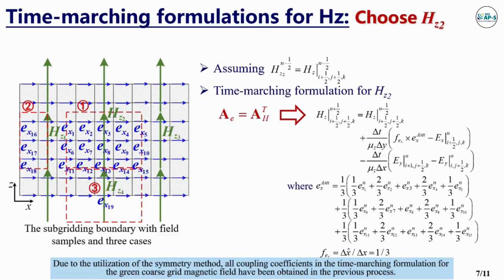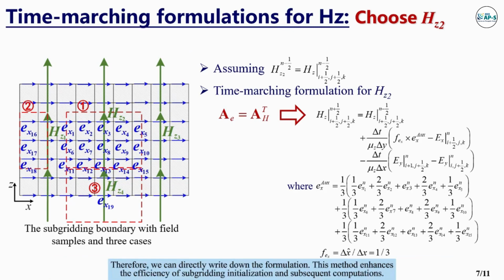Due to the utilization of the symmetry method, all coupling coefficients in the time-marching formulation for the green coarse grid magnetic field have been obtained in the previous process. Therefore, we can directly write down the formulation. This method enhances the efficiency of subgridding initialization and subsequent computations.